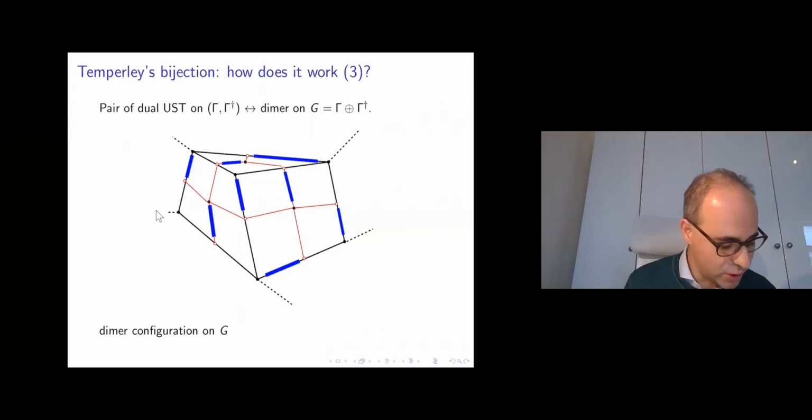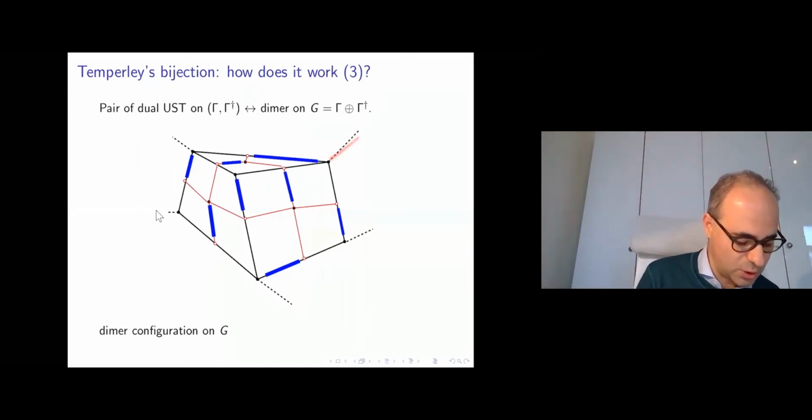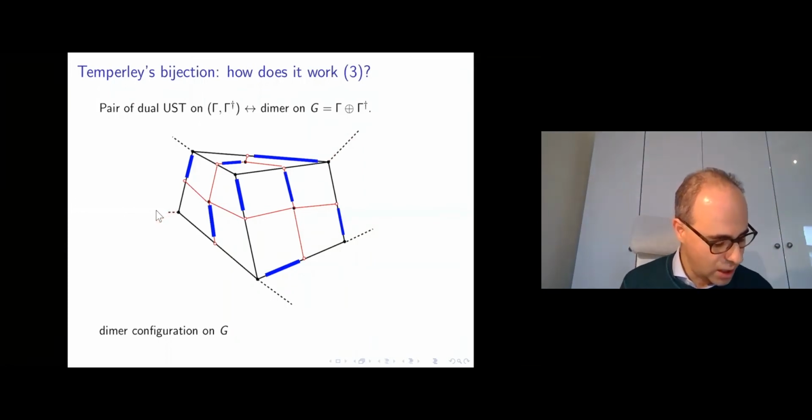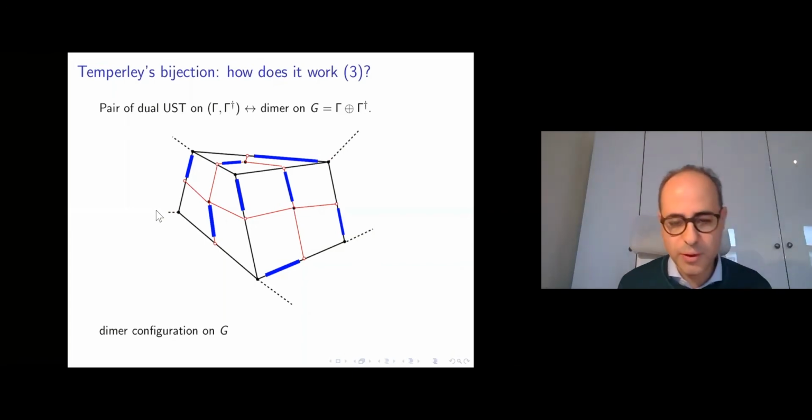So this is what we've got here, a dimer configuration on this superposition graph. You see that every vertex is connected to a unique dimer. Maybe there's an extra dimer here that we don't see. So how are we going to find a pair of spanning trees on gamma and gamma dual?